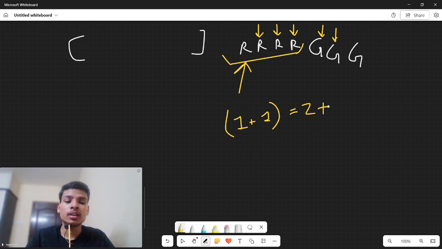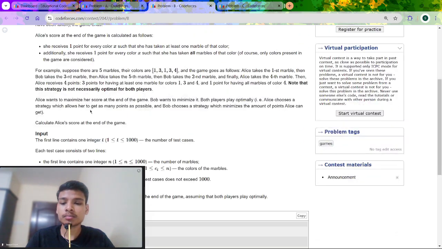You will add only 1, right? Because 1 is added for the 1 green, and you are not choosing all the greens, yeah. So that additional one will not be added. So the points in this case will be 3. Okay, so this is the condition given to you.